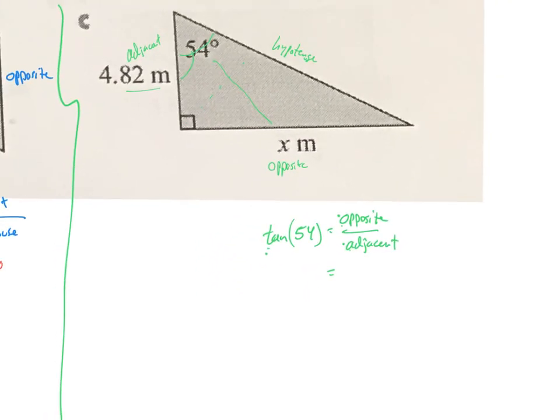So we ask our calculator for the tangent of 54, and it gives us the decimal 1.376. The opposite, I don't know, we're going to call x, and the adjacent, I do know, it's 4.82. So then we want to get x by itself, multiply both sides by 4.82. These cancel, and you're left with x is equal to 6.63.